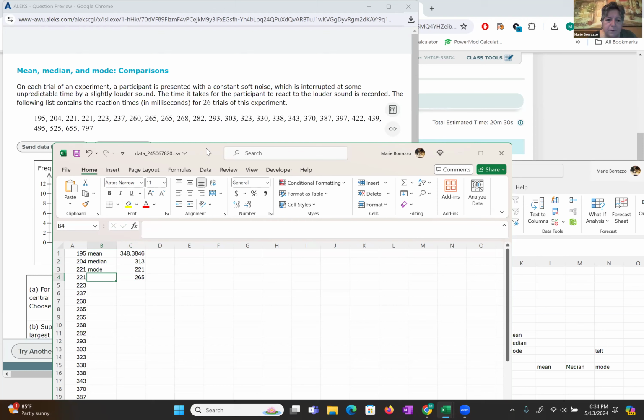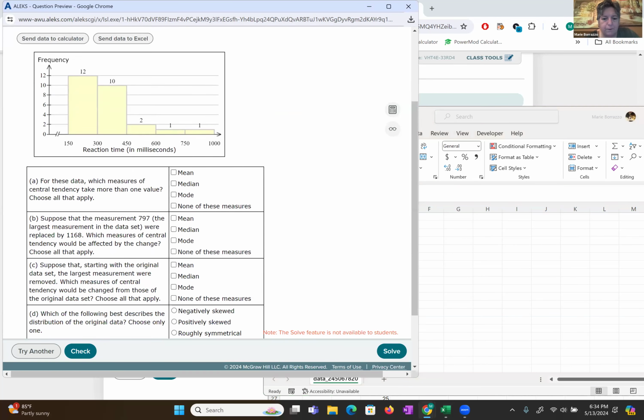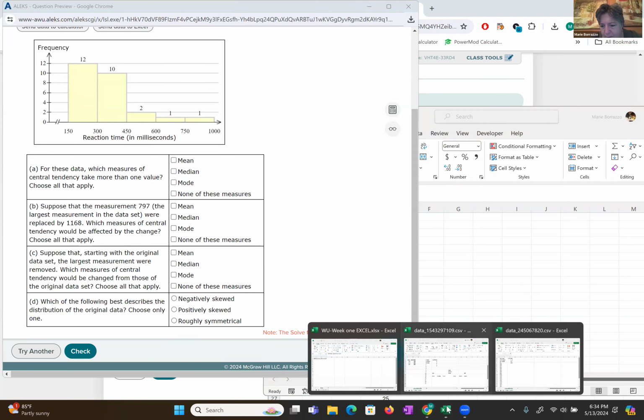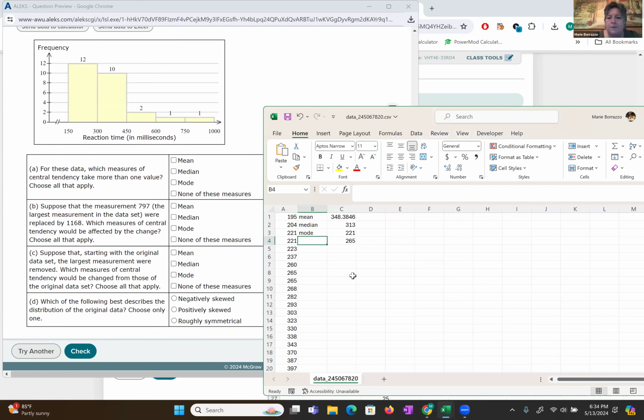Okay, so based on this information, for the data set, let me get the mean back up here. For the data set, which measures of central tendency take on more than one value? Mode.